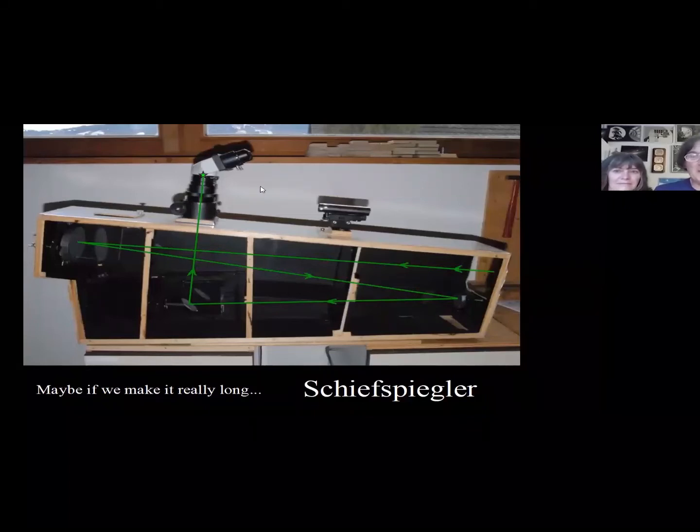And this is a real photo of a real Schiefspiegler. And Mike Curtin is actually going to make one of these. He's working on the mirrors right now. So it can be done, and the results are pretty cool. But it's a very, very long focal length, narrow field of view.